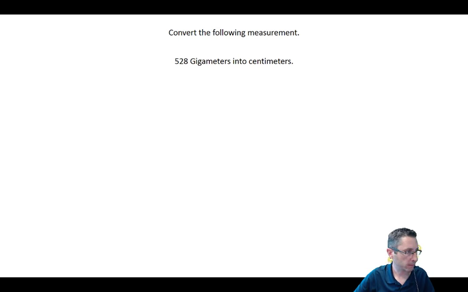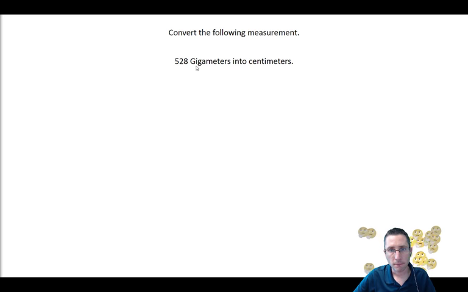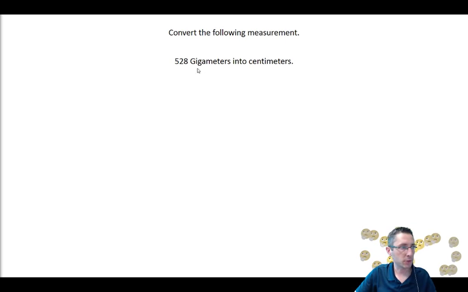And we'll get to our problem solving. 325 inches cubed to volume in liters was a question asked in the chat. We'll get to all those. But for now, let's convert some of these measurements. 528 gigameters to centimeters.